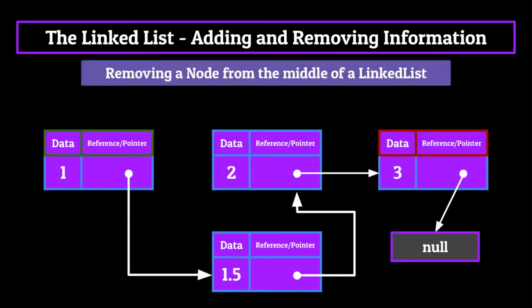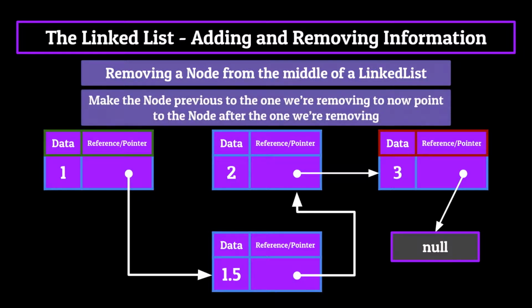Now removing a node from the middle of a linked list is even simpler. All we have to do is make the pointer of the node previous to the one we're removing now point to the node after the one we're removing. Then, if we delete the pointer of the node we're removing by setting it equal to a null value, we again cut the node off from the linked list and it is removed.